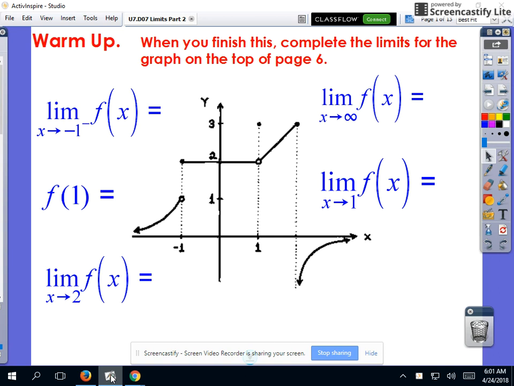Hello, class. Welcome. Today we're going to talk about limits through algebra, how limits can be approached through algebra.